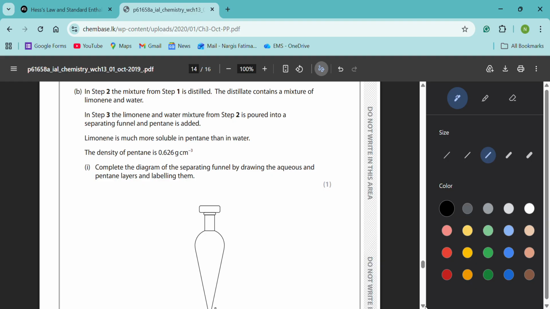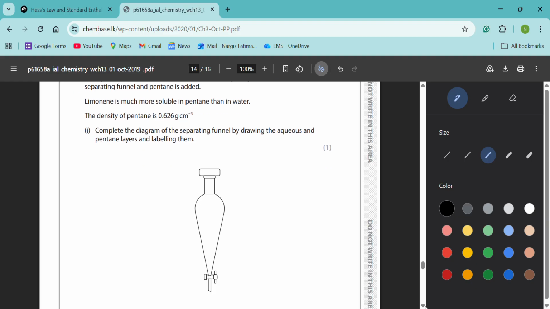In step 2, the mixture of step 1 is distilled. The distillate contains a mixture of limonene and water. Complete the diagram of the separating funnel by drawing the aqueous and pentane layers and labeling them. So you need to draw the aqueous layer as well as the pentane layer, because obviously both will be separate. That pentane layer is basically your organic layer.